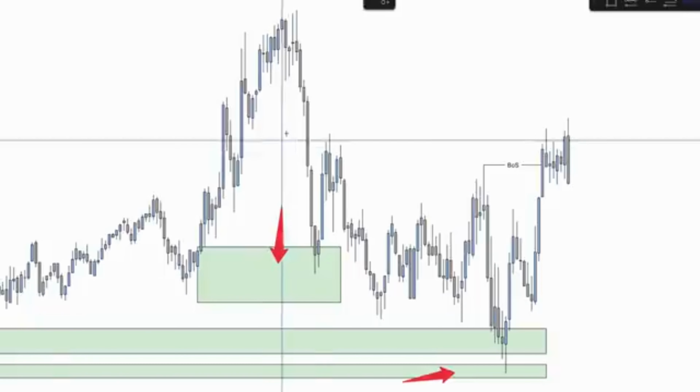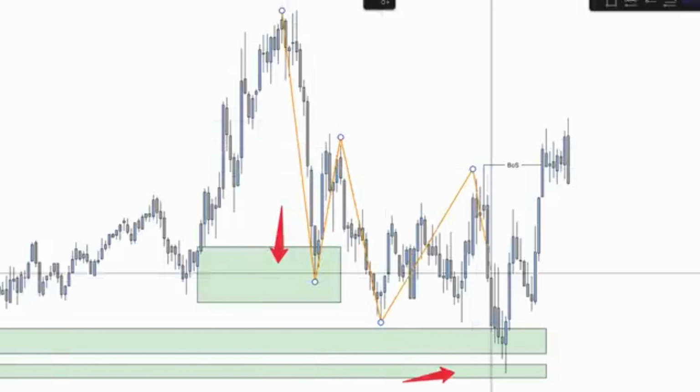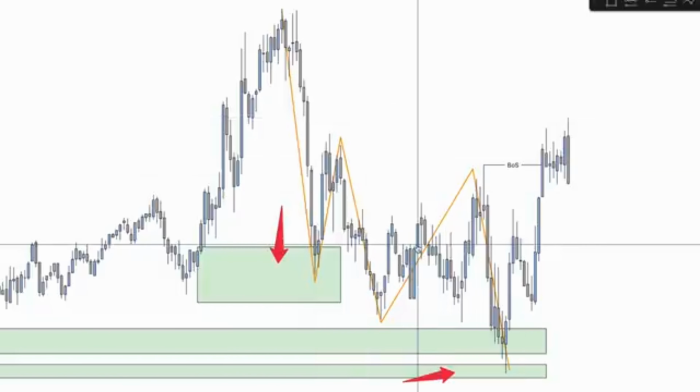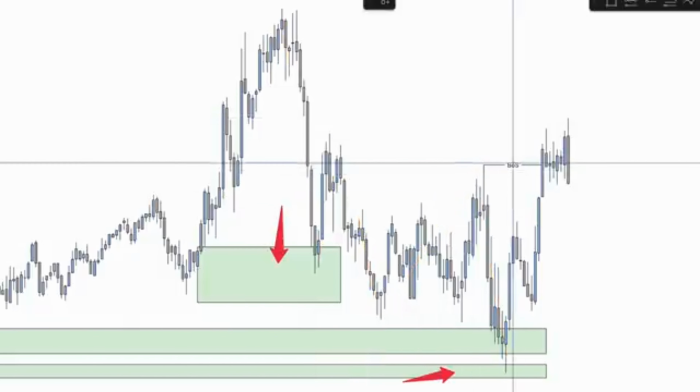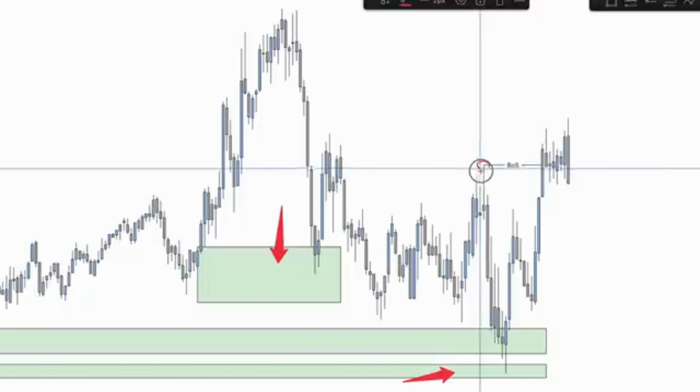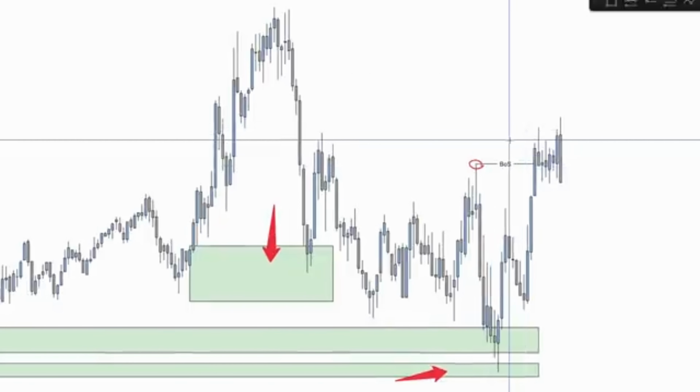So if we mark up the trend, we have the high, the low, lower high, lower low, lower high, lower low. That is our trending move so far, which means this high just here, where I have the BOS marked, is where the structure would need to break in order to validate a change in the trend.